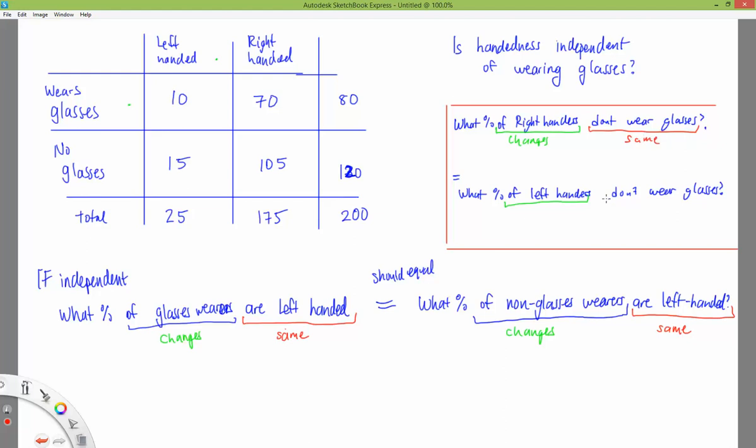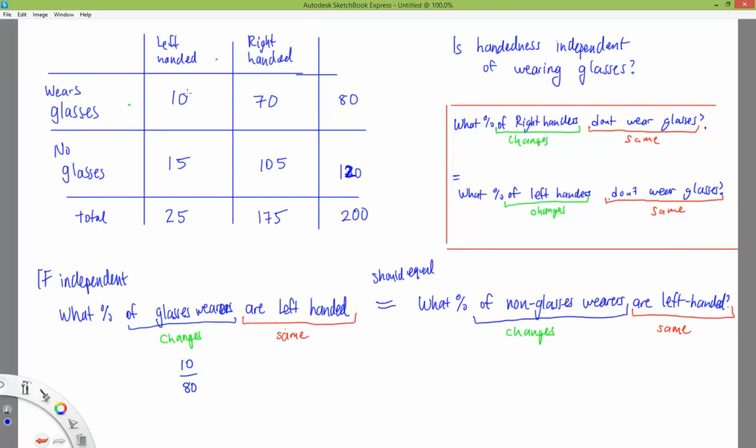Because if you ask this question and this question and they don't match the way they're supposed to, then your conclusions will be off. And so over here, what is the answer we get? What percentage of glasses wearers are left-handed? The fraction would be 10 divided by 80. Is that right? We have 80 people who wear glasses total. Of those, 10 are left-handed.